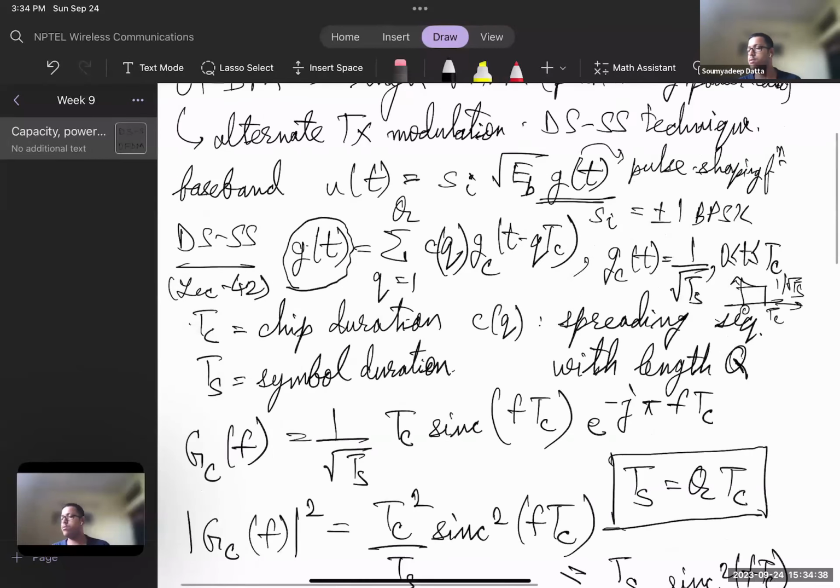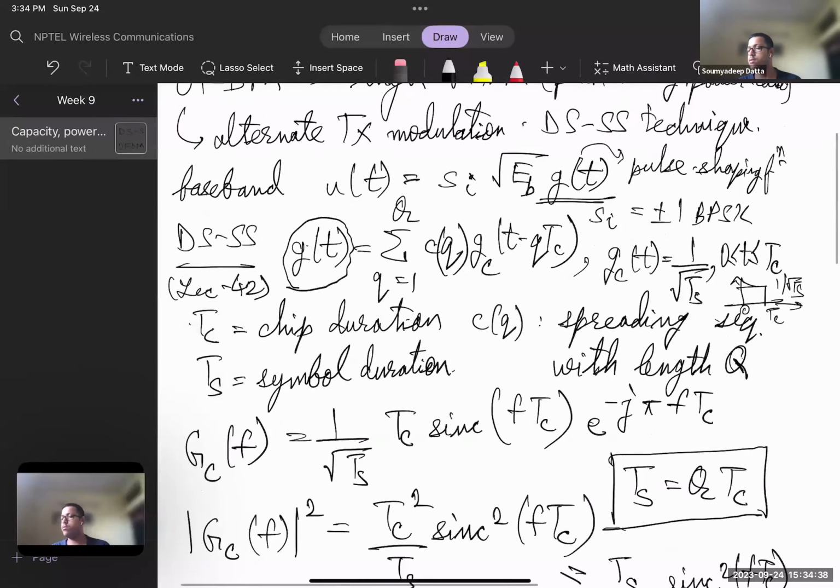So this is a choice of the pulse shaping filter here, that I'm using capital Q number of chips. So this is Q. This is Q, what comes in the summation. So I'm just shifting this rectangular pulse Q times and then adding them.